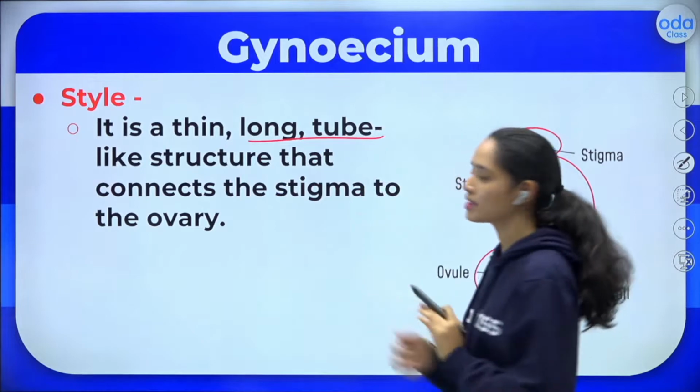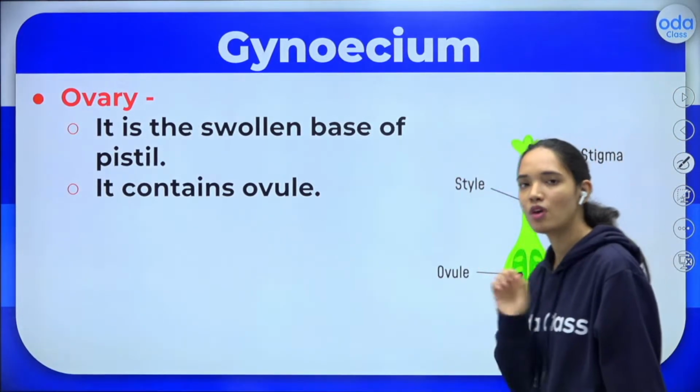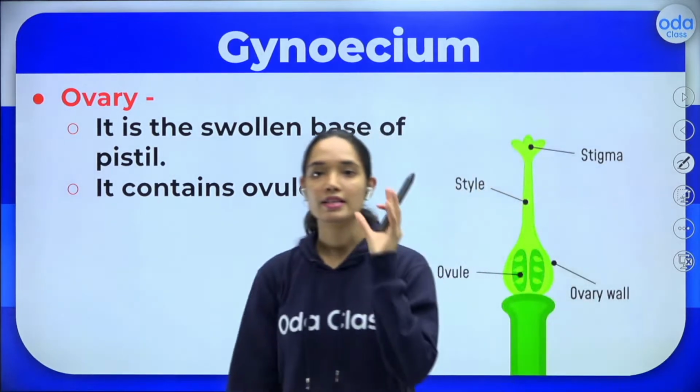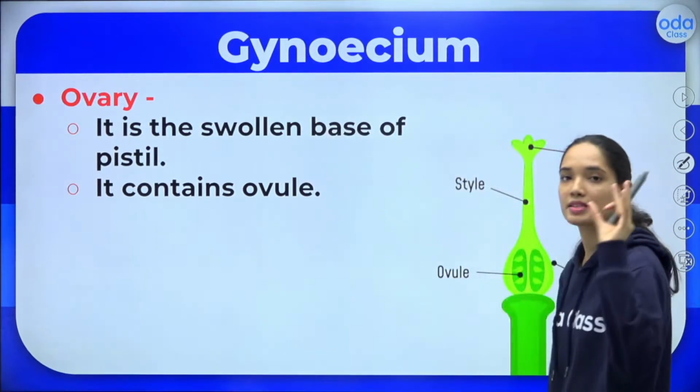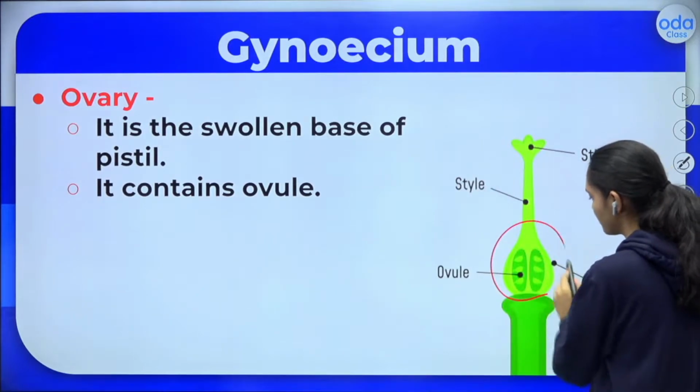This is the function of a style. So now let's learn about the ovary. What is this ovary? It is the swollen base. It is the swollen base of the pistil. It is present here.